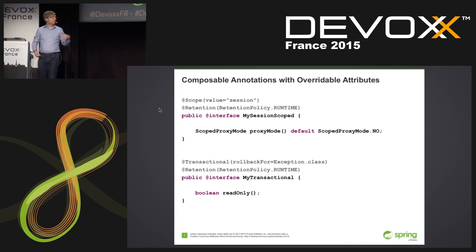You could, of course, also compose several versions of that annotation. You could have a MyReadOnlyTx annotation, meta-annotated with transactional read-only true, and another version of that annotation, meta-annotated with read-only false, right? You could also combine them into several annotations that people are supposed to use, or you go the attribute way. All right.